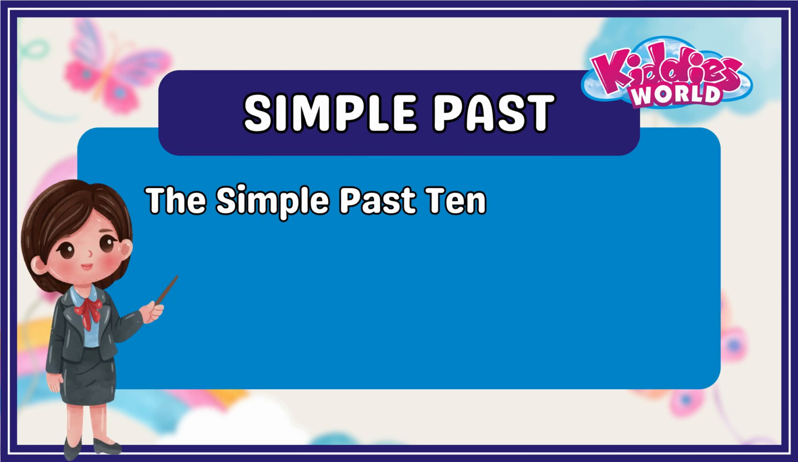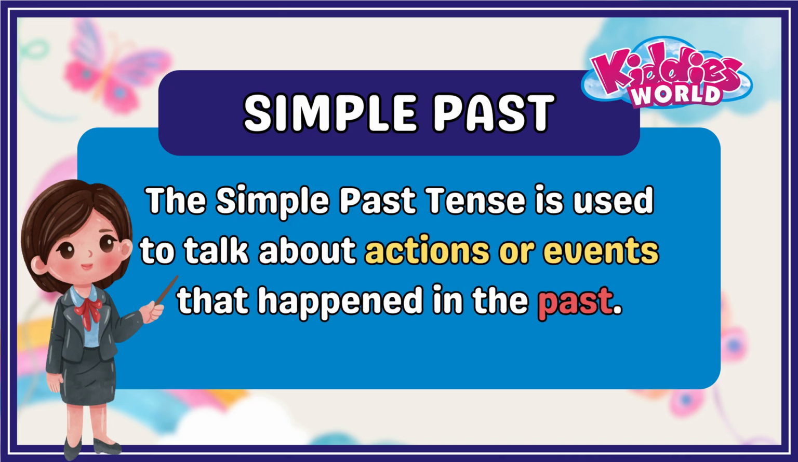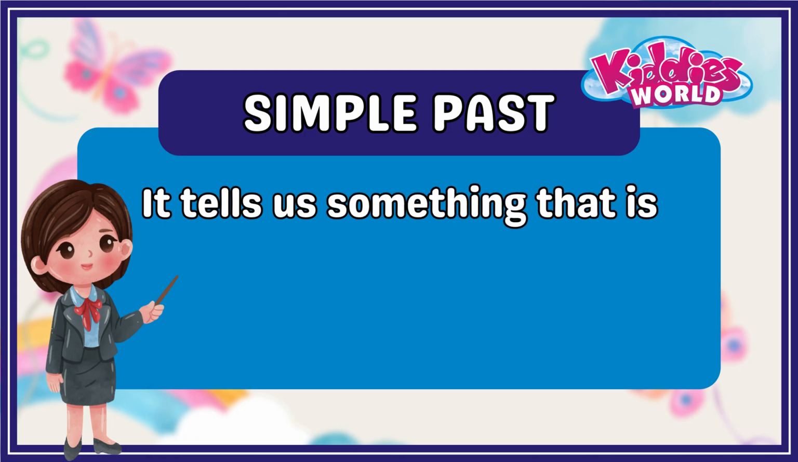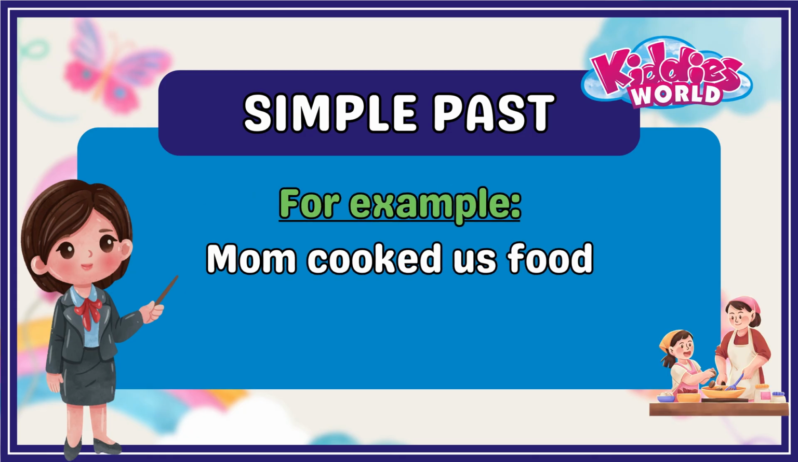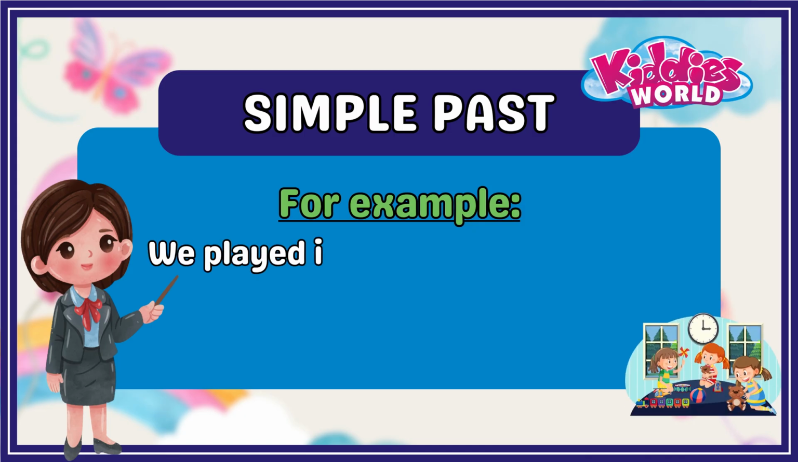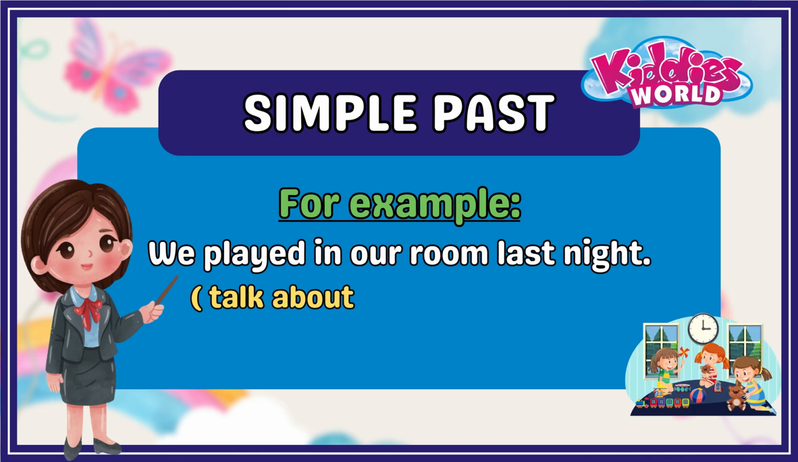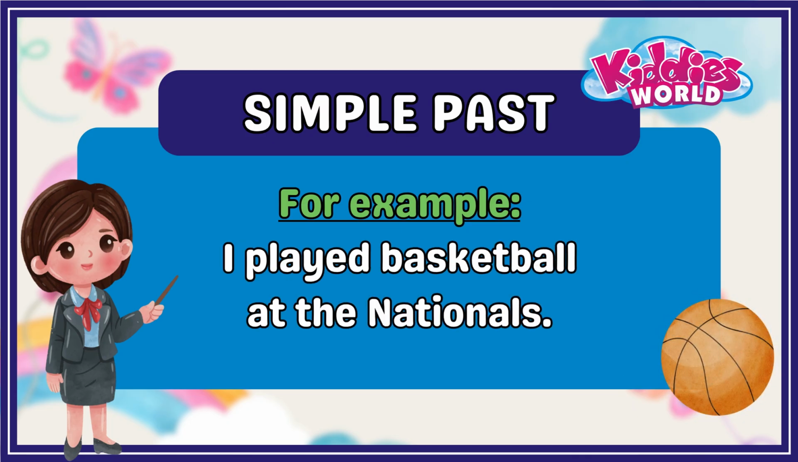Now let's learn about the simple past. The simple past tense is used to talk about actions or events that happened in the past. It tells us something that is already over. For example, Mom cooked us food in the morning. Discuss actions that have already happened. We played in our room last night. Talk about time periods that began and ended in the past. I played basketball at the Nationals.